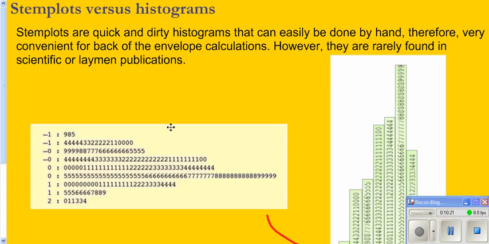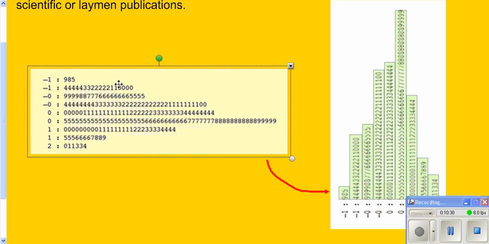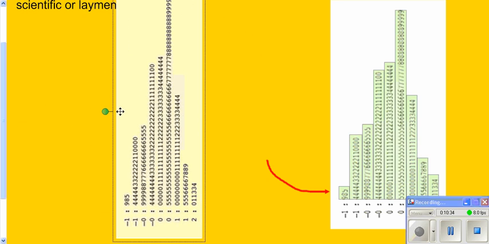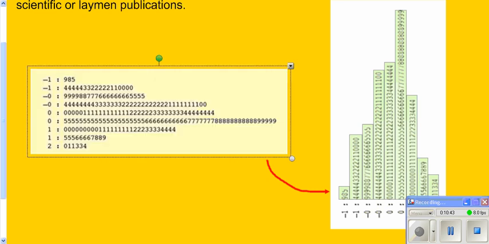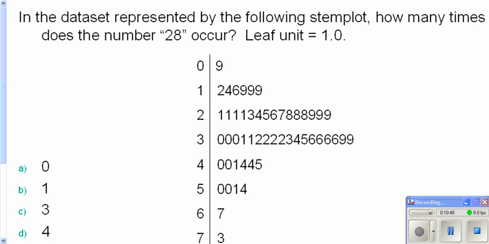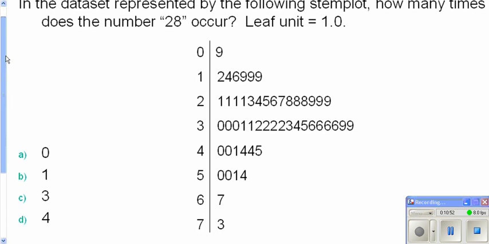Now, histograms and stem plots. Here's a stem plot. Basically, a stem plot and a histogram are representing the same information. All we have to do is rotate our stem plot, and we end up having a histogram. But they're still representing the same information. So, let's go ahead and answer these questions.